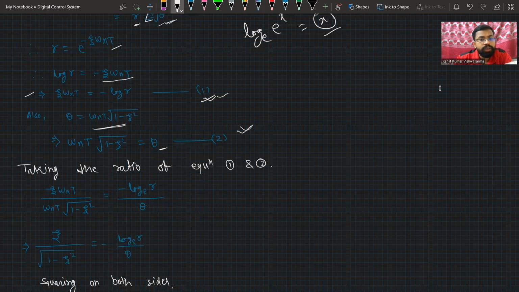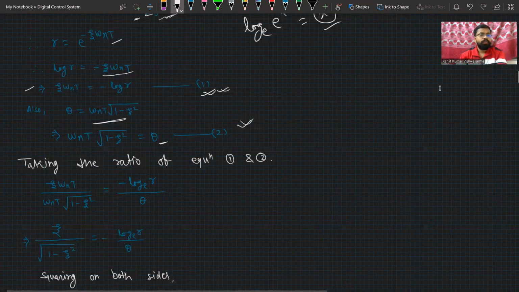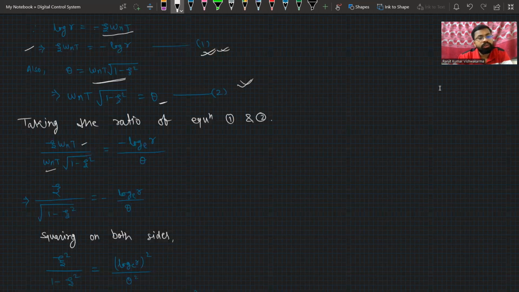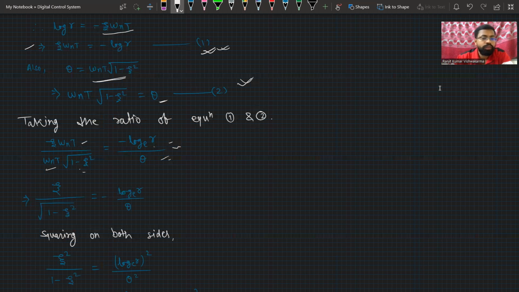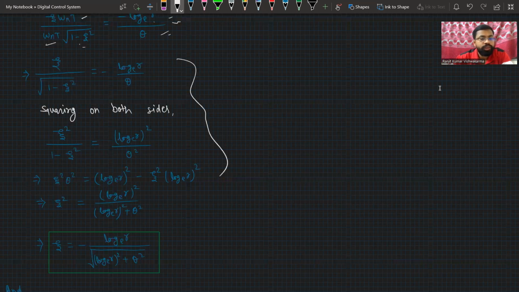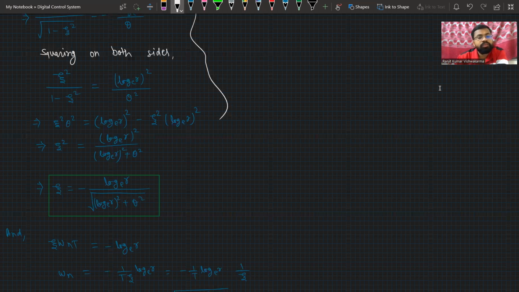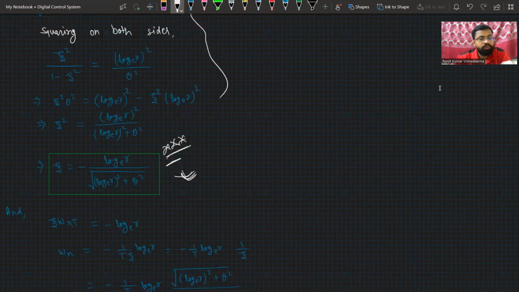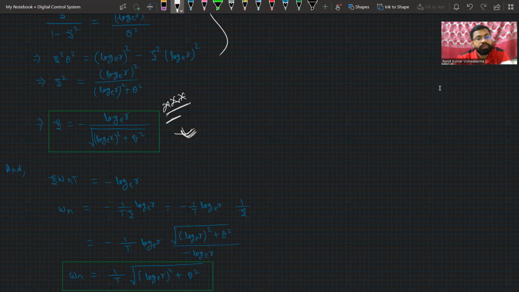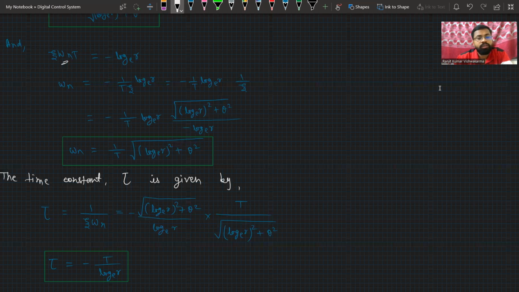Now these are the two equations. So what I have to do is take the ratio of these two equations, just divide 1 by 2. What will come? Zeta omega n T divided by omega n T root under 1 minus zeta square equals minus log base e r divided by theta. After solving these equations you will get zeta equals minus log e base r divided by root under log base e r whole square plus theta square. This is the standard equation. You have to memorize these things, or else you can calculate. And from here we can calculate omega n, the undamped natural frequency: 1 by T root under log e base r whole square plus theta square. This is another important formula.